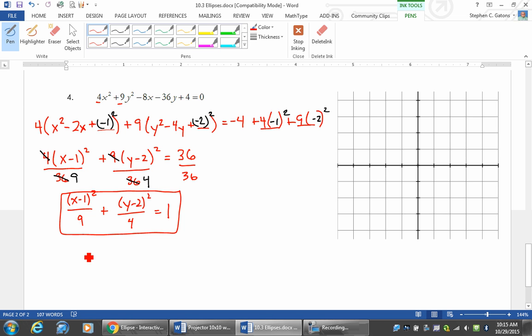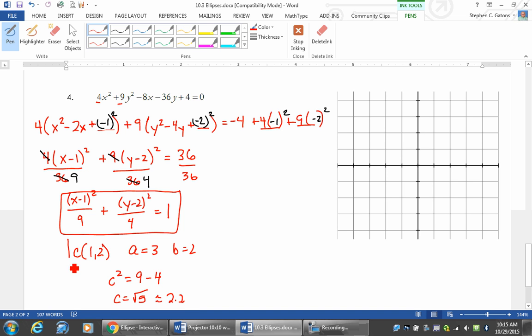Where's the center? 1, 2. What's A? And B? And C squared is equal to A squared, which is 9, minus B squared, which is 4. So C is the square root of 5. Help me out there. 2.2, 2.1, 2.2, thank you. All right, we've got everything we need.